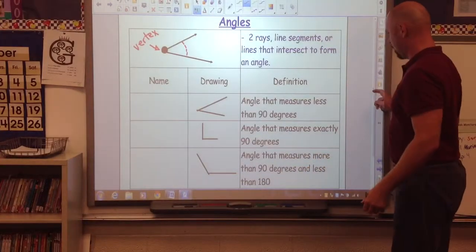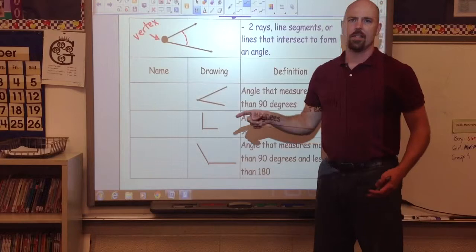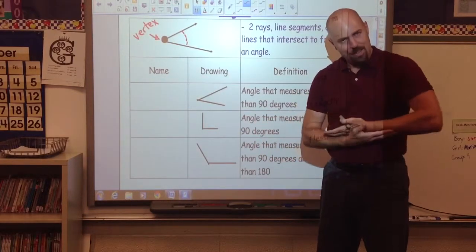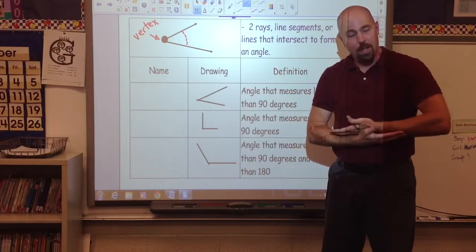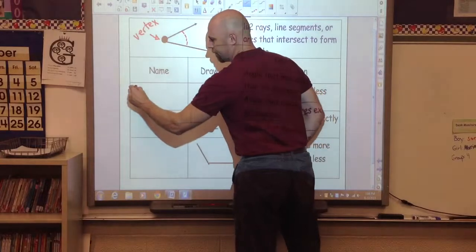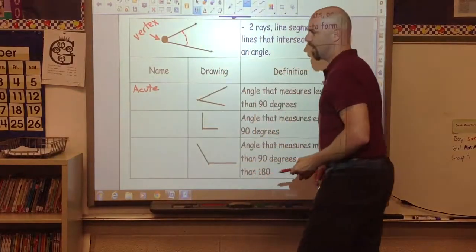So the first one we're going to look at is an angle that measures less than 90 degrees. And I tell the kids, remember, it's little, it's like a baby. We put our arms out, we do like this, little baby, it's a little cute angle. It's an acute angle, a little baby cute angle. So we write our name here. This is an acute angle. That's the type of angle it is.